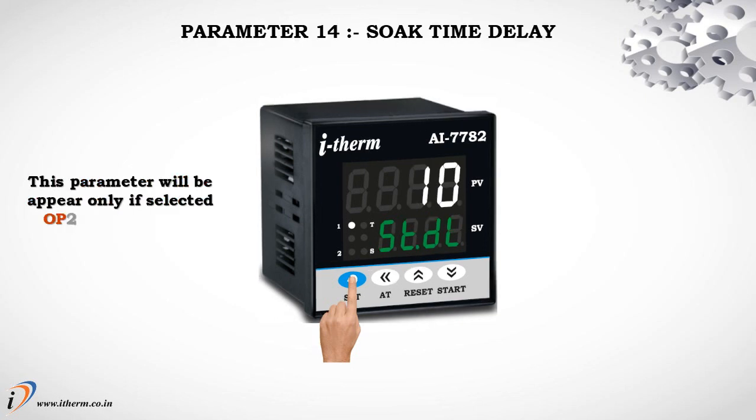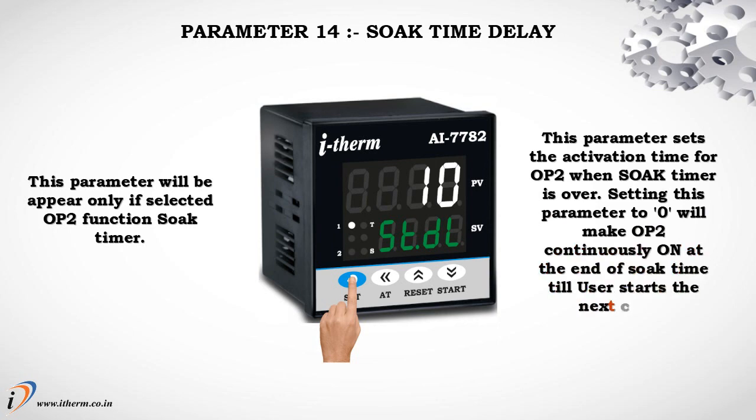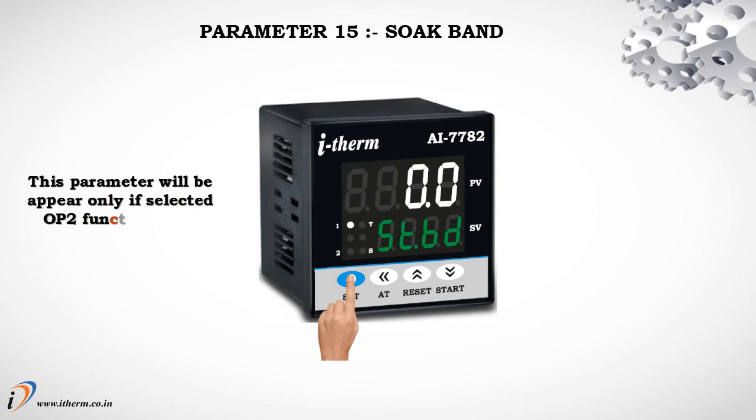Parameter 14, Soak Time Delay. This parameter will appear only if the selected output 2 function is soak timer. This parameter sets the activation time for output 2 when the soak timer is over. Setting this parameter to 0 will make output 2 continuously on at the end of soak time till the user starts the next cycle.